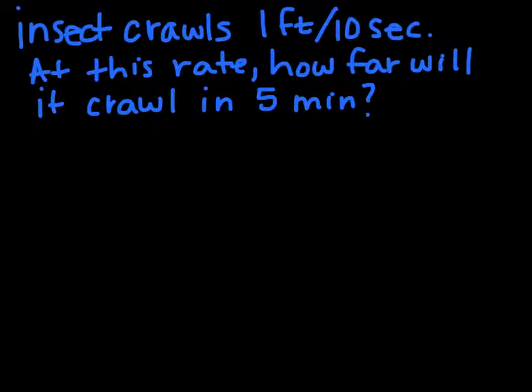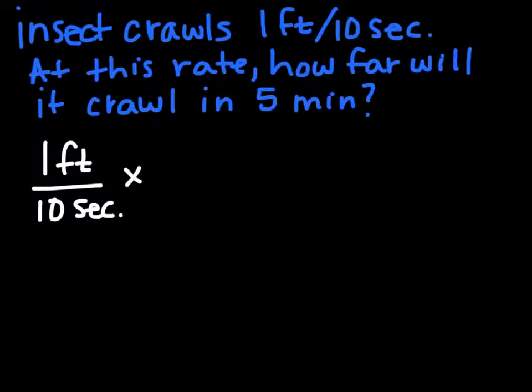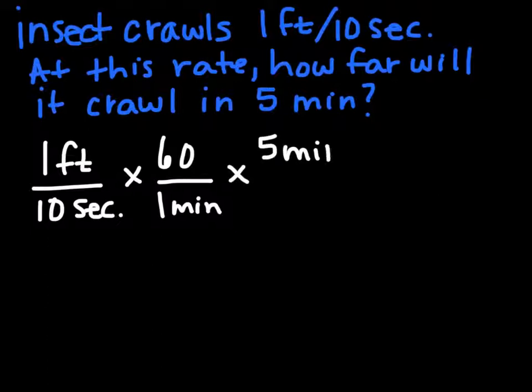So we begin with 1 foot every 10 seconds. Okay, we want to get our rate per minute, correct? So we need to know how many seconds per minute. There's 60, right? And then our final step will be to multiply by 5, because we want to know how far the insect goes in 5 minutes.